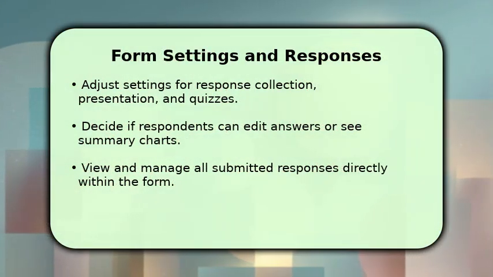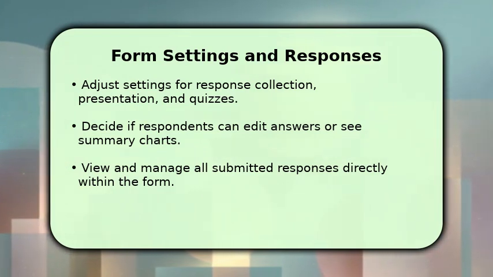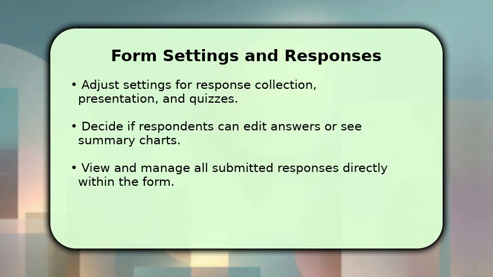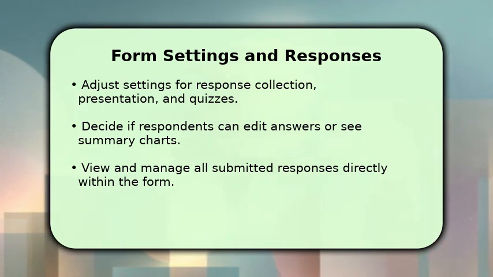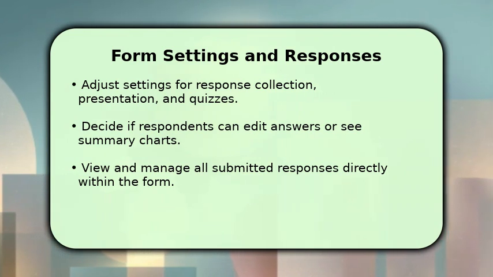Next, explore the form settings. Click the gear icon to access options for collecting email addresses, limiting responses to one per person, and allowing respondents to edit after submission. You can also choose to show a progress bar or shuffle question order.